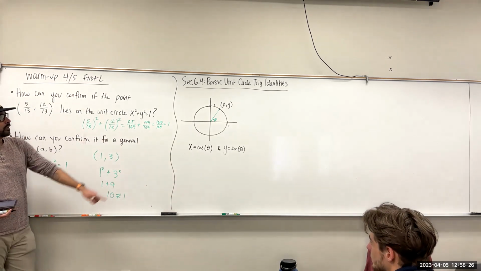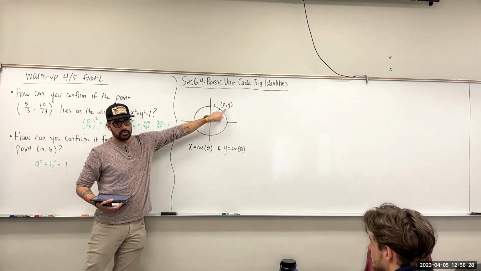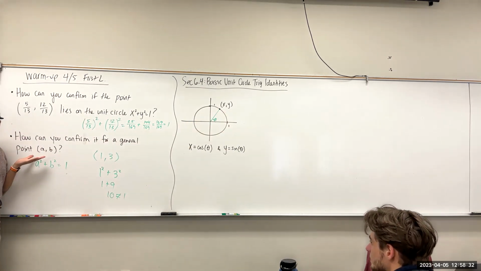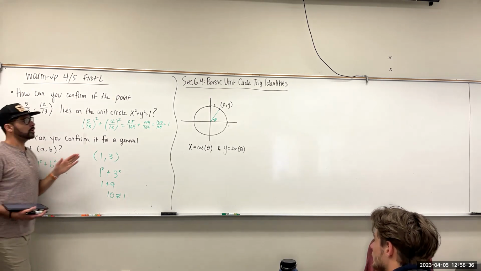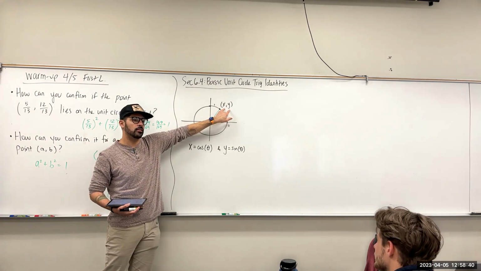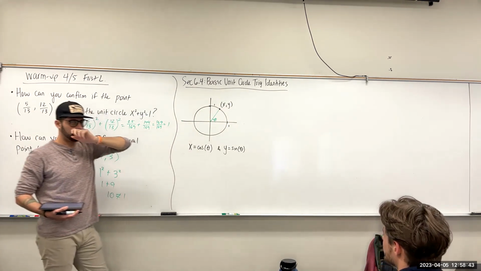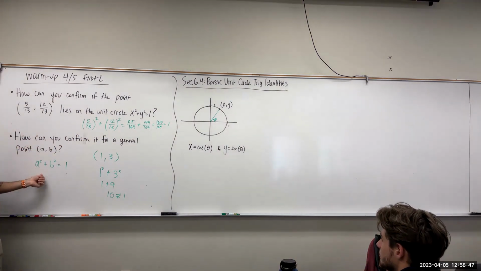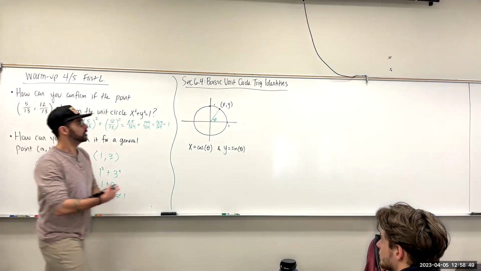So does this point lie on the unit circle that I drew here? Yes. So if that point lies on the unit circle, what do you know must be true algebraically about this x coordinate and this y? When you square them and add them, they better equal 1, because they lie on the unit circle.